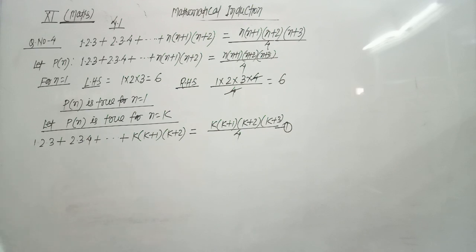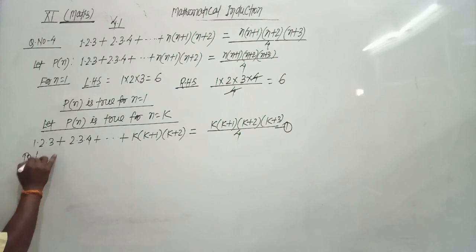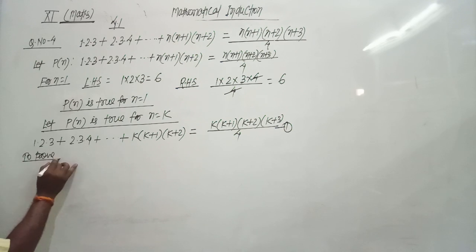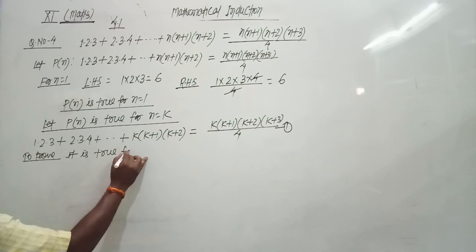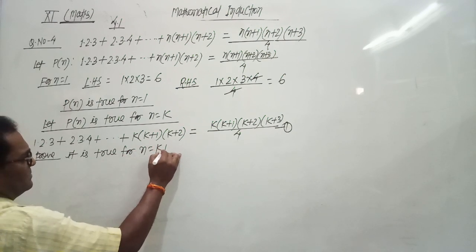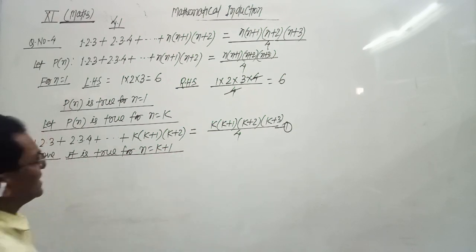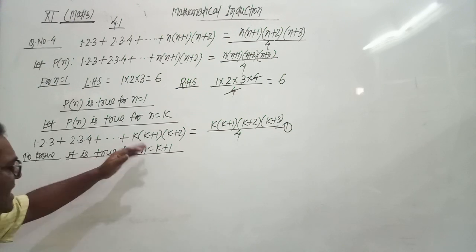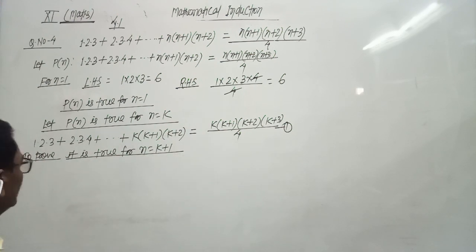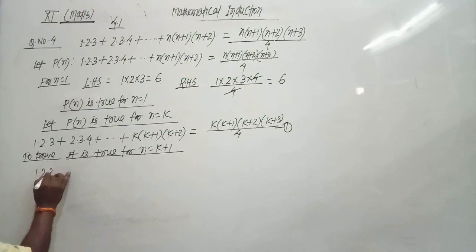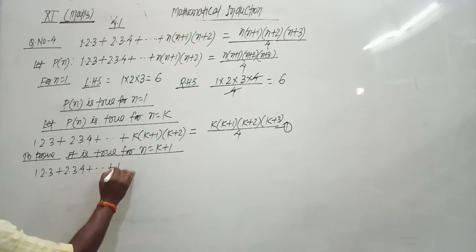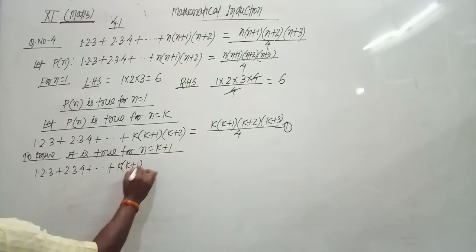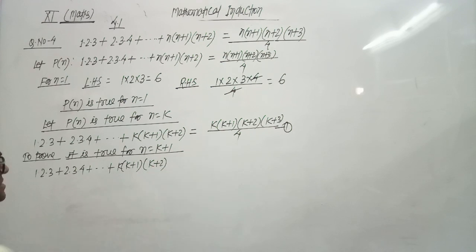Then in the third step we will write: to prove it is true for n equals k plus 1, in place of the first we write the terms up to k. So 1 into 2 into 3 plus 2 into 3 into 4 plus k into k plus 1 into k plus 2. This is the term up to k.